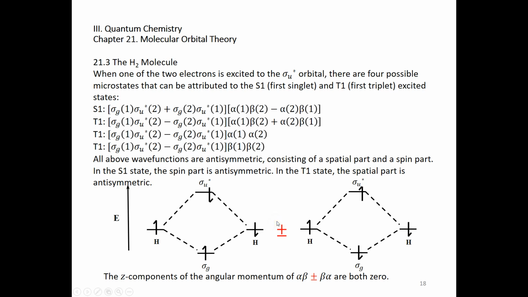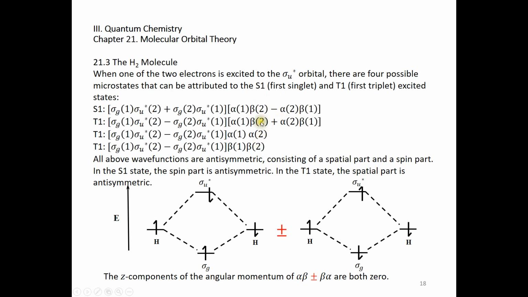In the previous page we got the eigenvalues for alpha beta plus beta alpha. The corresponding eigenvalue of S squared is 2 times h bar squared. What about alpha beta minus beta alpha? The eigenvalue of S squared is simply 0. Now let's look at the z components of alpha beta plus minus beta alpha. They are both 0. So if we look at these 4 wave functions again, in the S1 state we have an anti-symmetric spin part. Over here, S squared is 0, S sub z is 0.